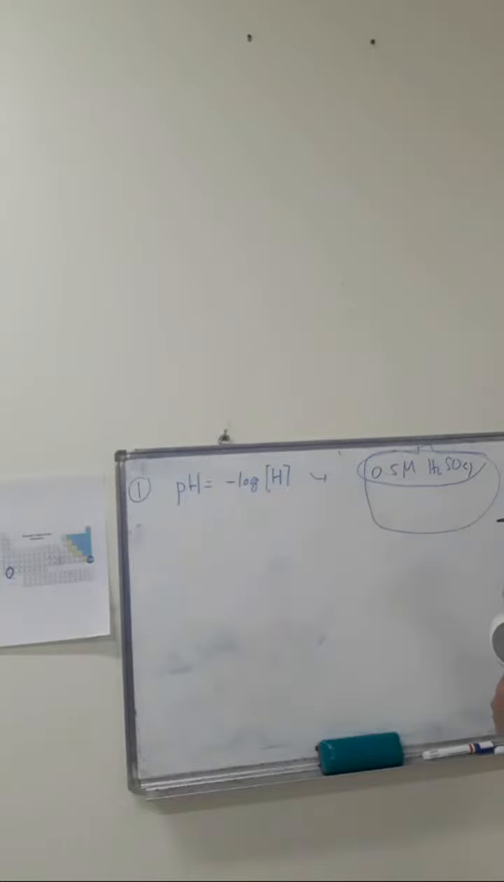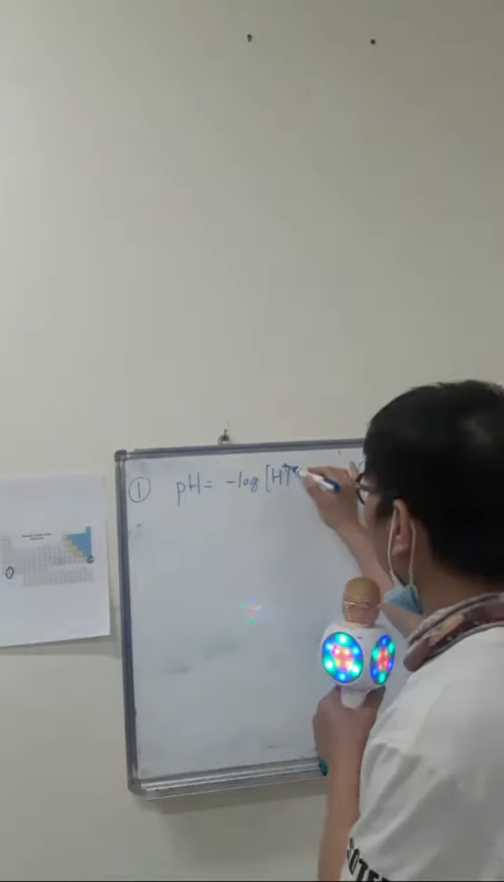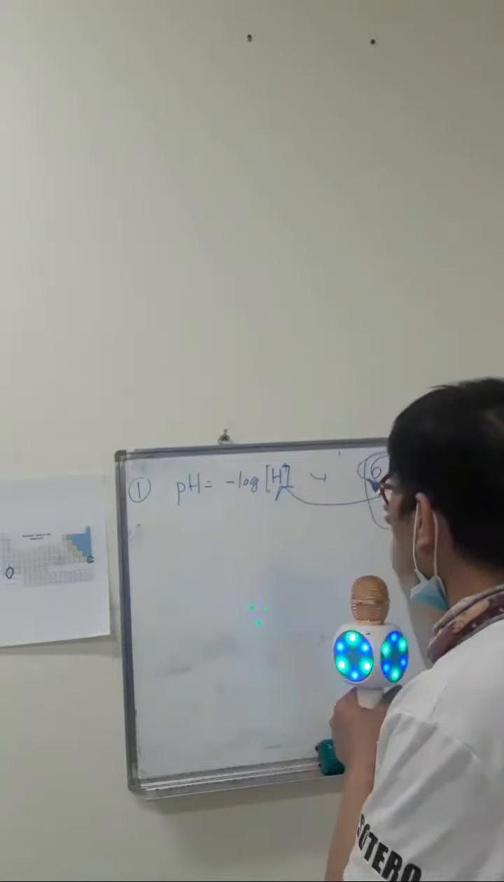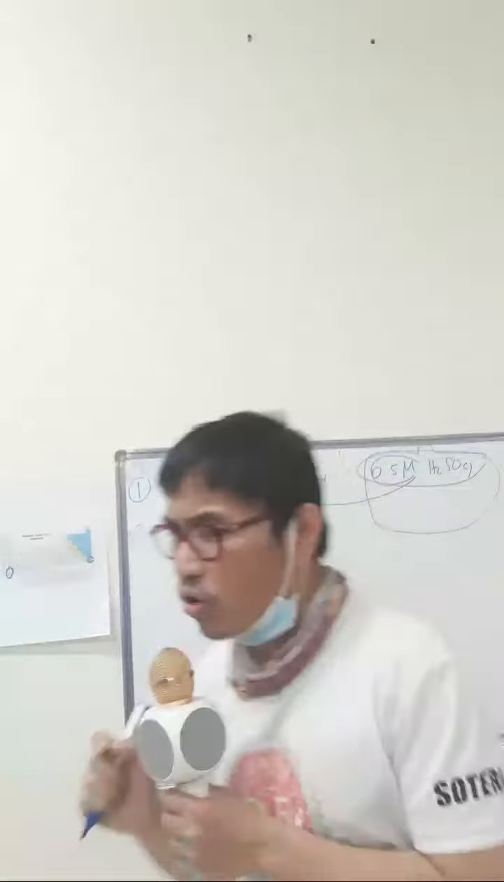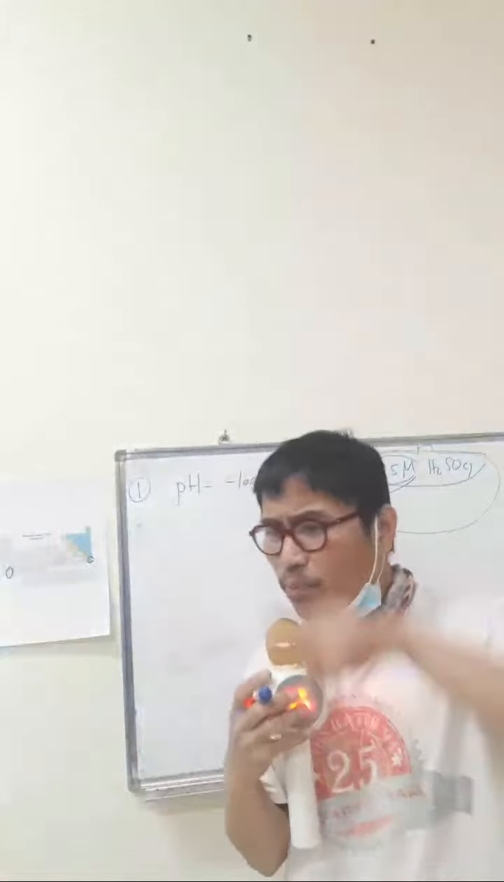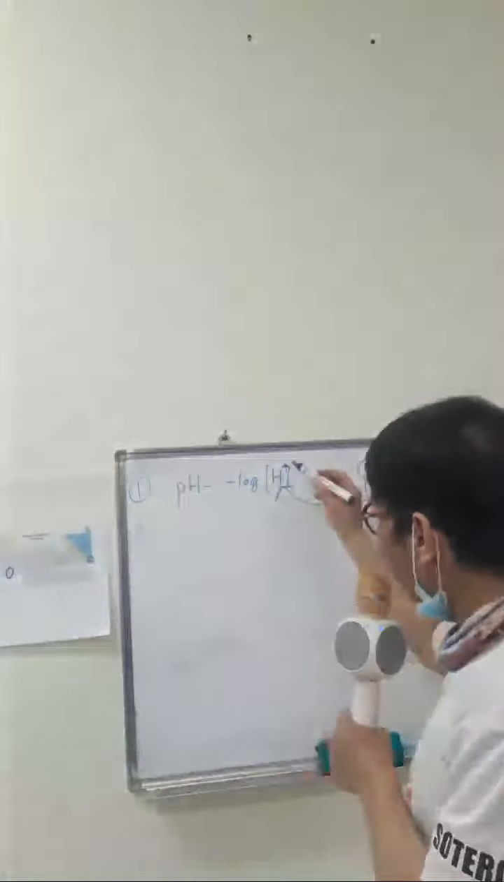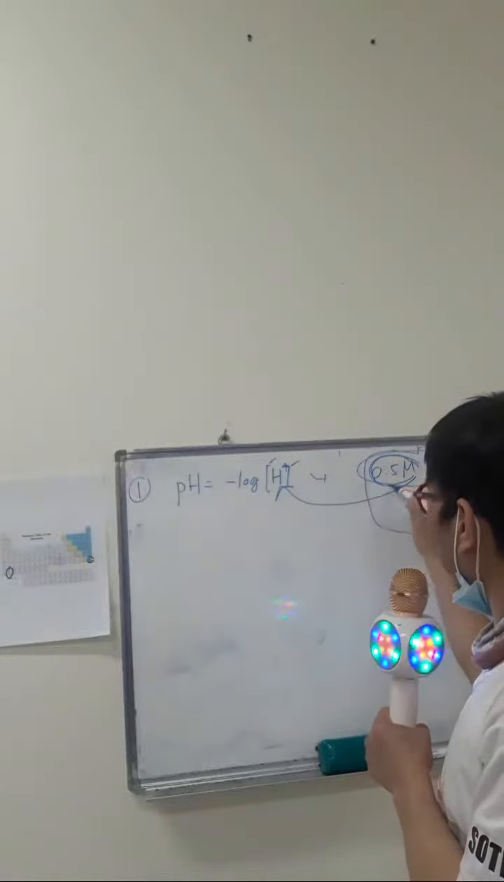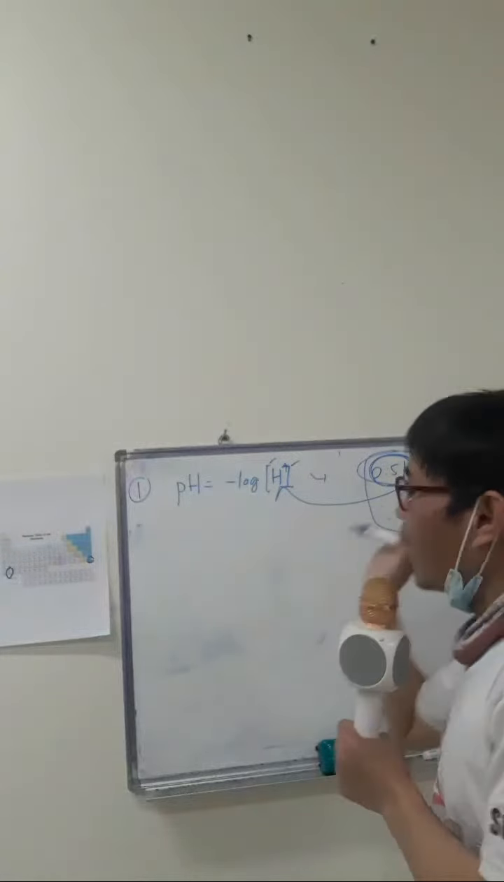So it is clear, guys, that it is 0.5 molar, so first take the H. H plus here would mean concentration. If we put brackets or parentheses like this, it means concentration. You get the point? Now take note.